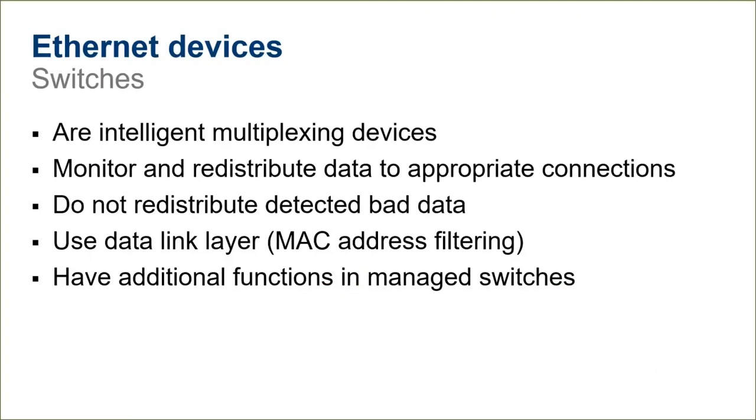So Ethernet switches are like hubs in the sense that Ethernet cables can be plugged directly into the box and connect network devices together. But switches are intelligent multiplexing devices that contain high-speed backplanes that connect all the ports together logically.